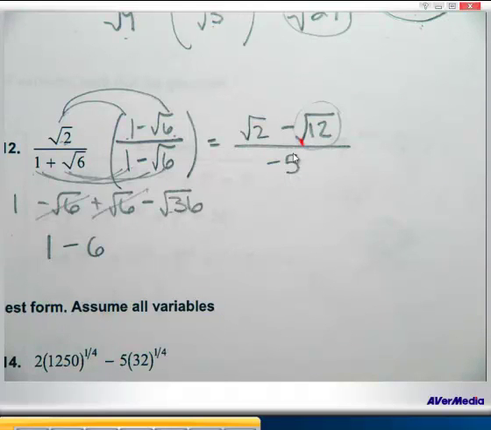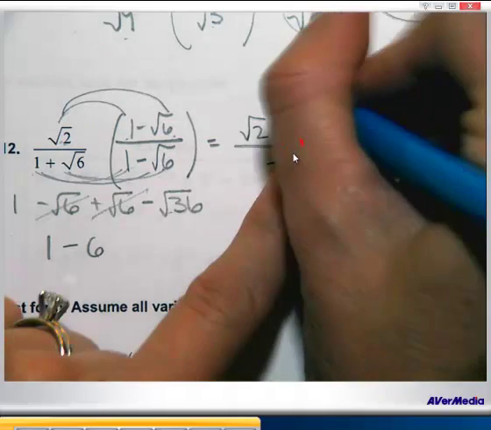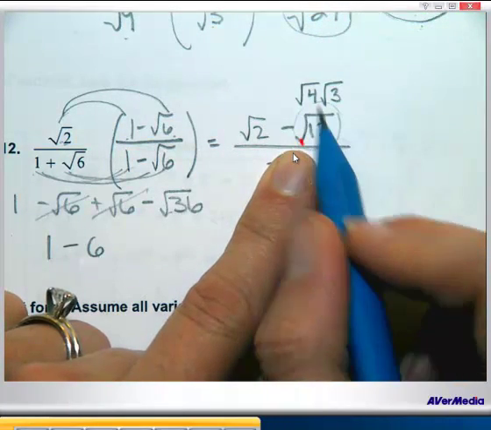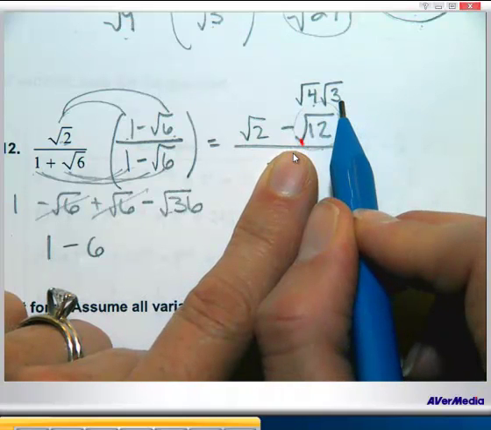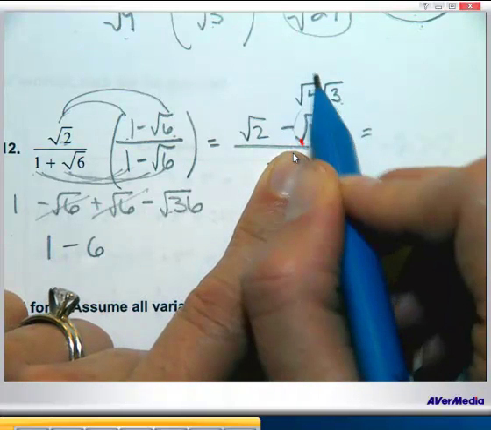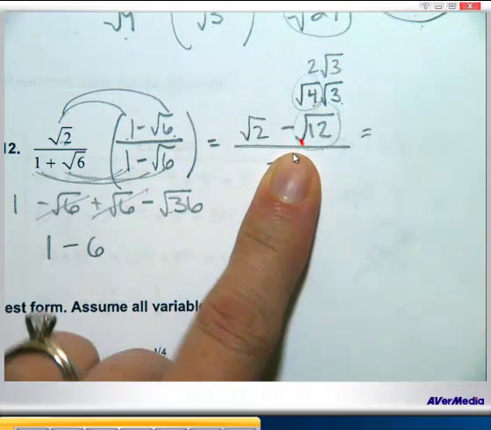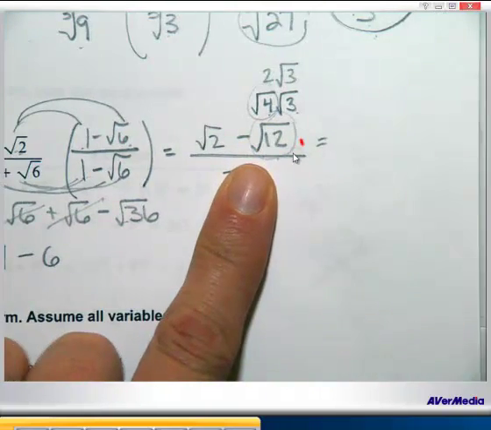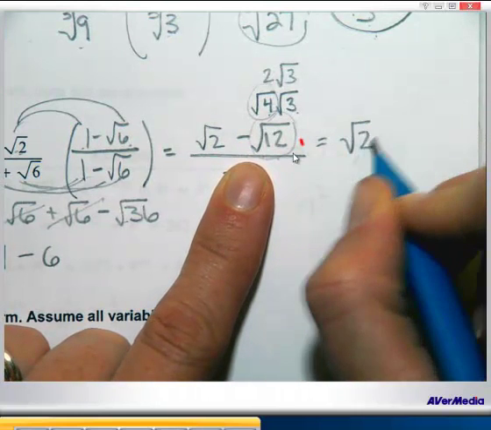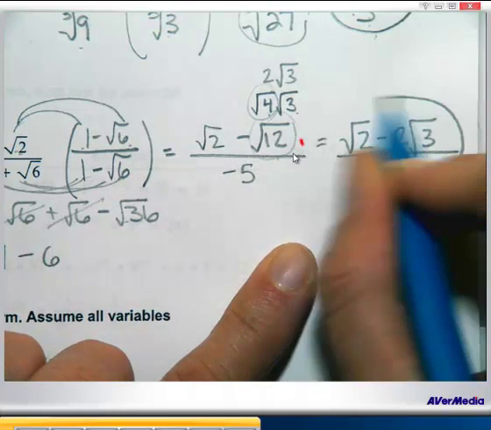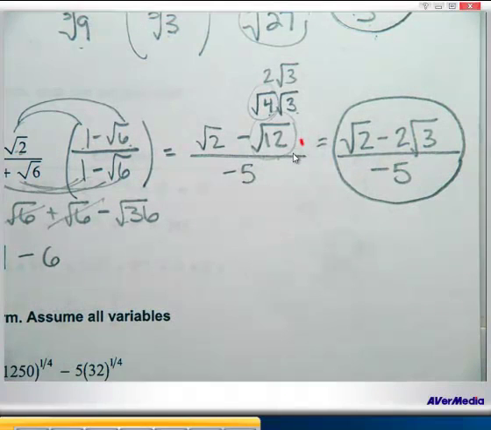The square root of 12 can be simplified because 4 is a square number that goes into 12. And so I'm going to do the work just above here. Square root of 12 is the same as square root of 4 times square root of 3. That means that this square root of 4 is 2, so we get 2 root 3 instead of the square root of 12. So that means I have square root 2 minus 2 square root 3, all divided by negative 5. And that is simplified form.